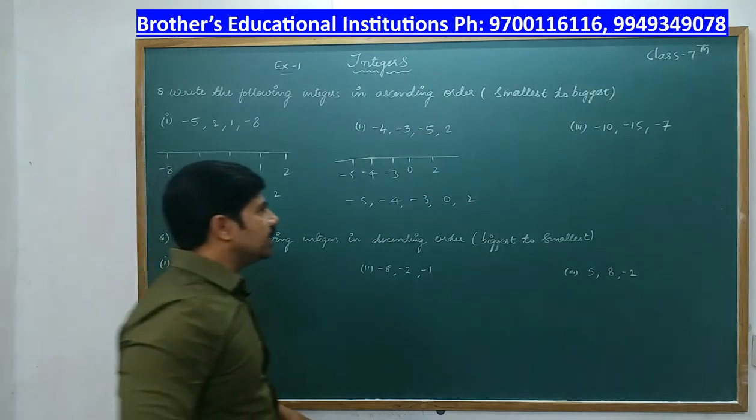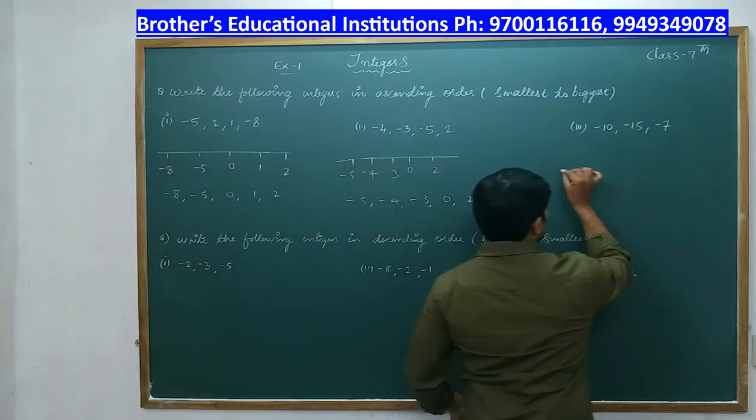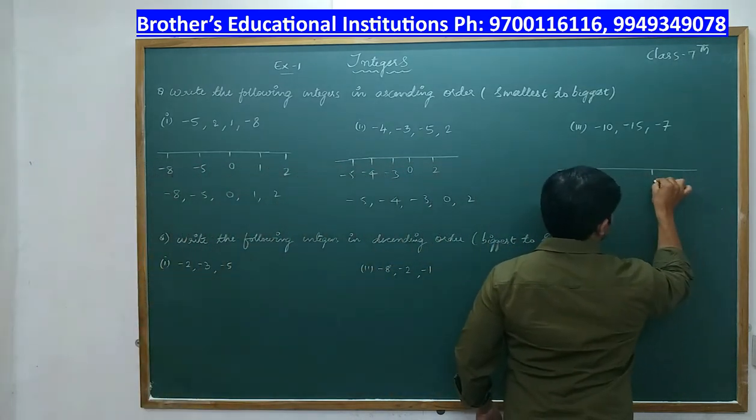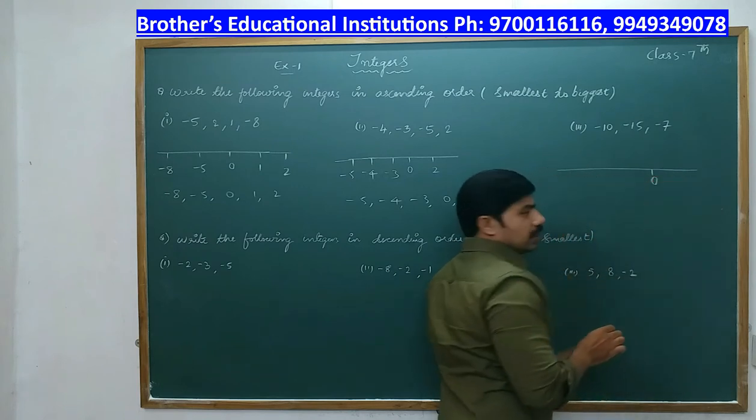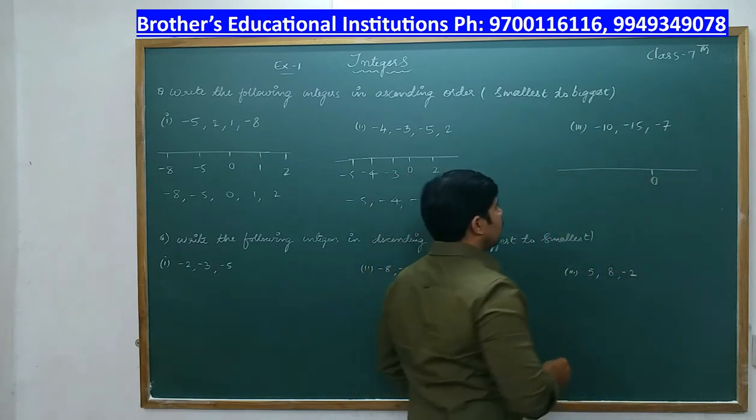Now we'll go to the next one. Here all the numbers are on the negative side. So if this is 0, on the left side of 0 we represent the negative numbers.